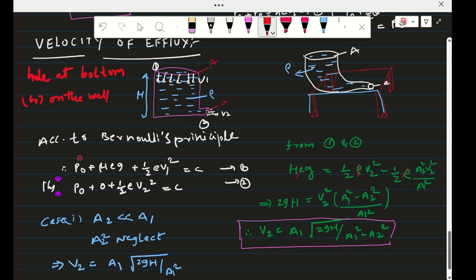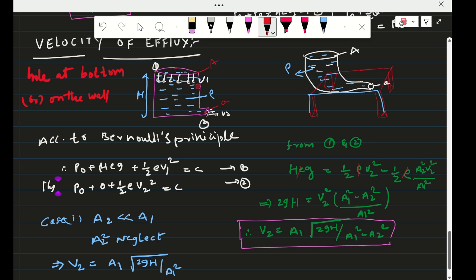So now consider 2 points, the first point and the second point. At the first point, the pressure energy is equal to atmospheric only. Very important, this is the velocity of efflux. Sometimes they will give some mass here, like 5 into 10 power 5 kgs, 3 into 10 power 3 kgs, or 25 kgs. If mass is placed, then pressure energy is acting.